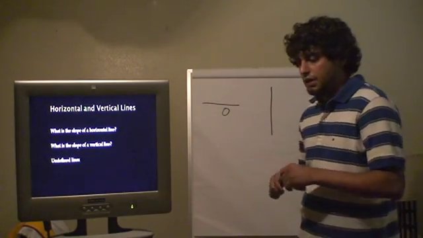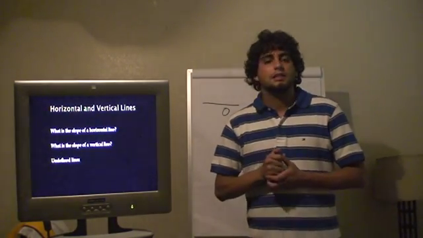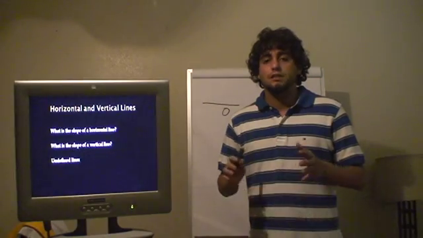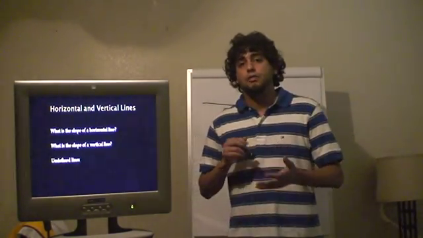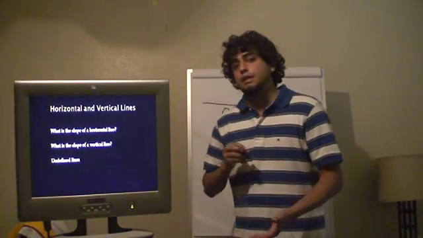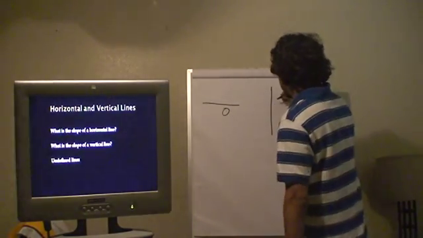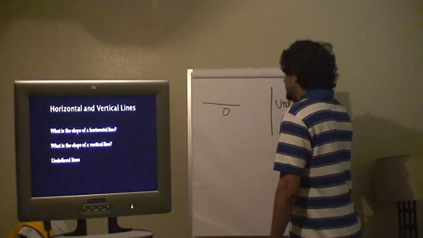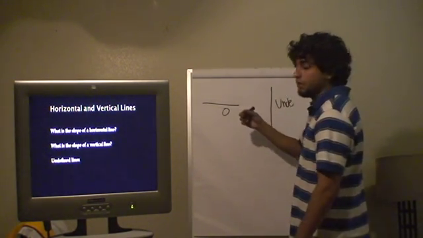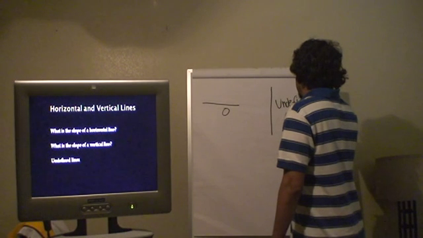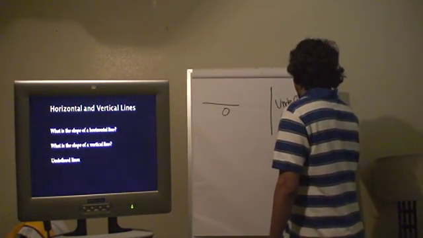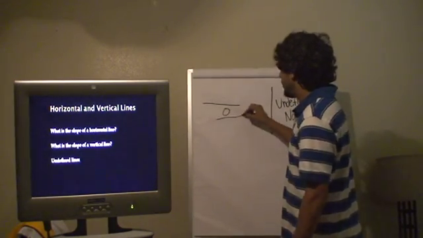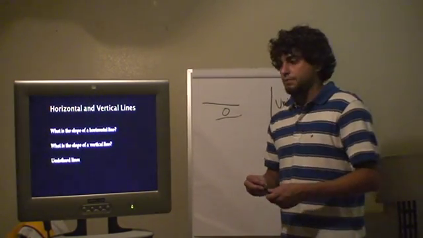Now it gets a little difficult here. A vertical line is what's considered undefined or has no slope, okay? And this is just something you guys have to memorize. A vertical line will always be undefined. Or I'm sorry, a horizontal line will always be 0. Undefined or no slope, okay? Horizontal line will always be 0, okay?